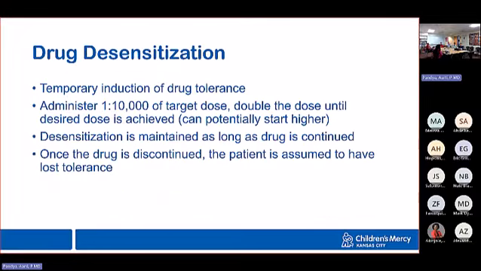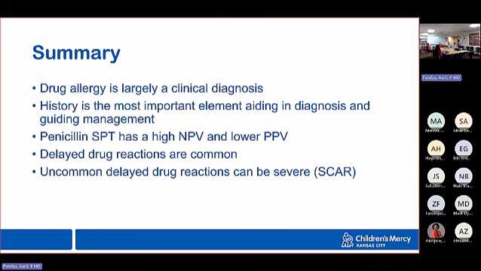Drug desensitization is an important measure that we can take for our patients. The indication for drug desensitization is when you have patients who have had type 1 reactions with anaphylaxis where there is no recommended alternative for the patient. Here we induce temporary tolerance to a drug. We start with generally 1 to 10,000 of the target dose. We double the dose until the desired dose of the medication is achieved. The desensitization is only maintained as long as the drug is continued. So once enough half-lives have passed and the drug is out of the system, it is assumed that the patient has lost their tolerance and they go back to being allergic to the medication.